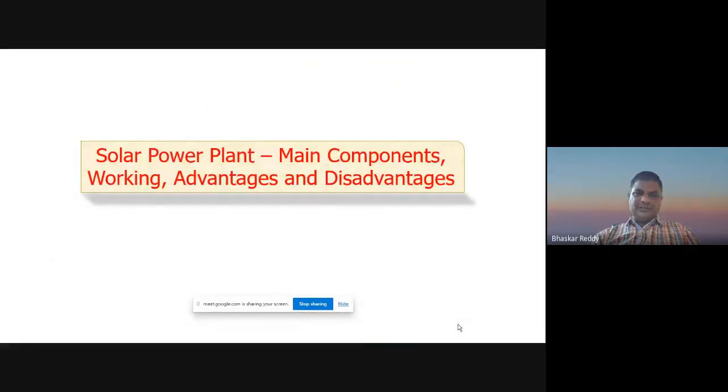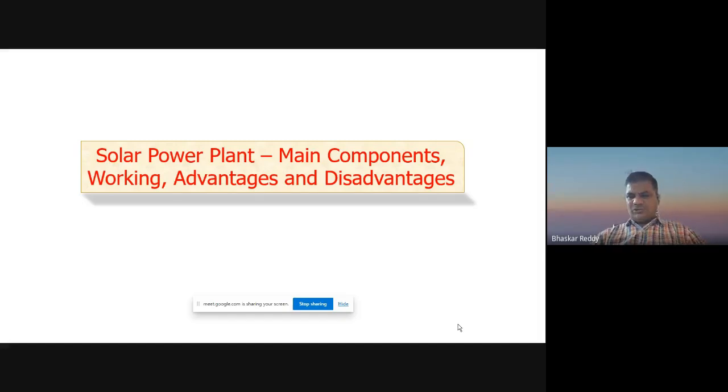Is it okay? Right. So this is my topic: solar power plant. In it, I am going to explain the main components of the solar power plant, the working principle of the solar power plant, and the advantages of the solar power plant. In addition to that, the disadvantages of the solar power plant.